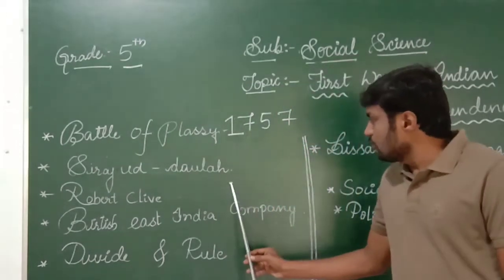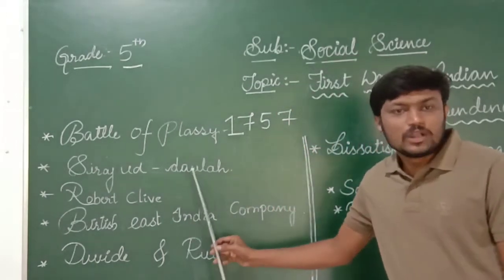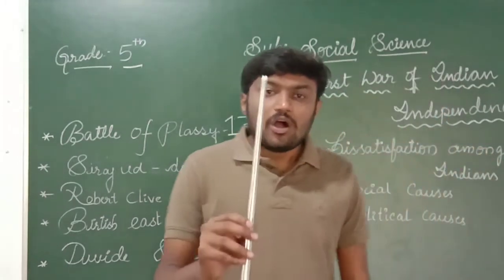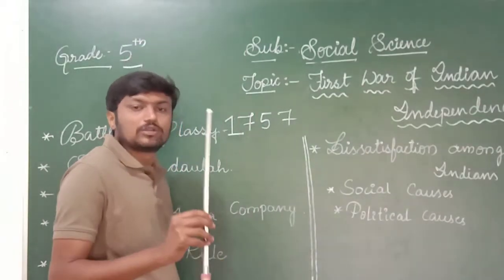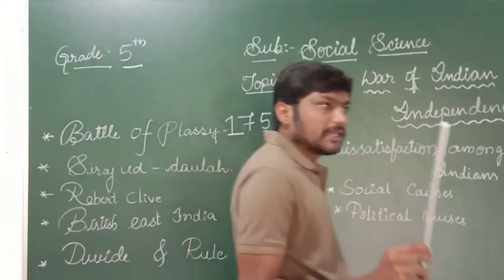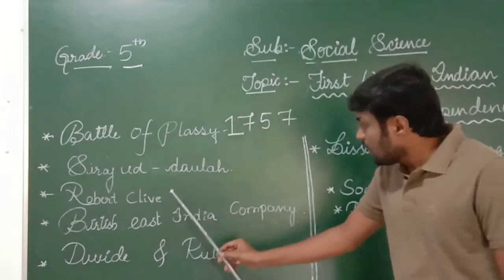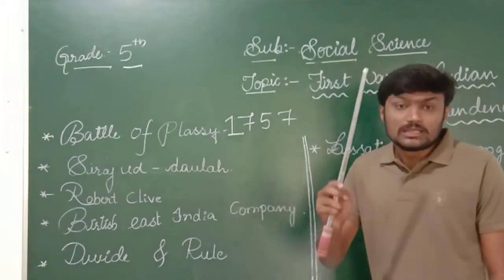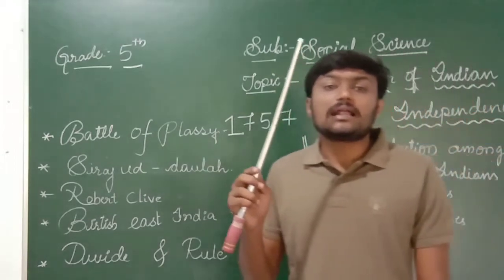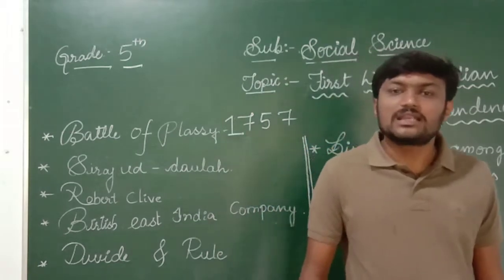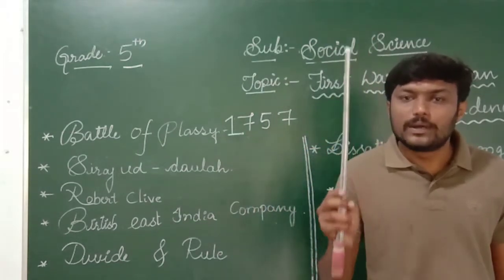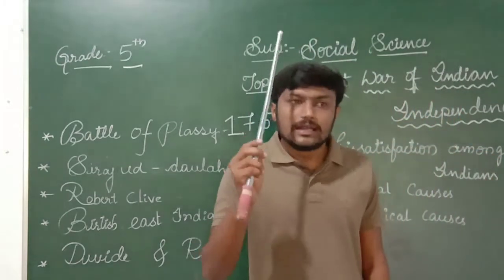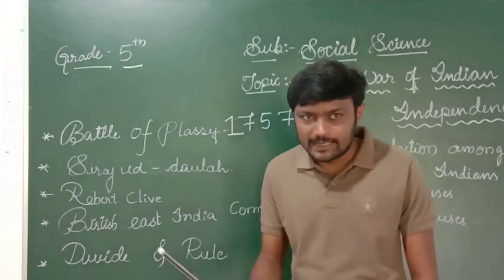So Sirajuddaulah opposed Robert Clive. Why did he oppose Robert Clive? He opposed him because of the building of forts around their trading centers and the deploying of armed forces. He opposed the British. The British were just traders, just businessmen. They had no right to build forts on their trading centers, and they had no right to deploy armed forces in their trading centers.